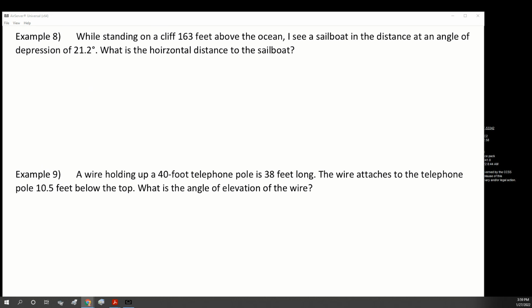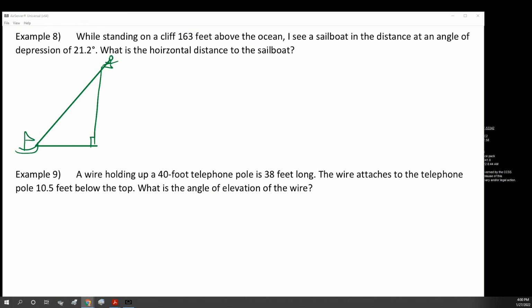For example 8, while sitting on a cliff 163 feet above the ocean, I see a sailboat in the distance at an angle of depression of 21.2 degrees. What is the horizontal distance to the boat? Okay, so here's my cliff, standing up here, and so here's a sailboat. Didn't make a very straight cliff, but we're going to say that's a right angle.